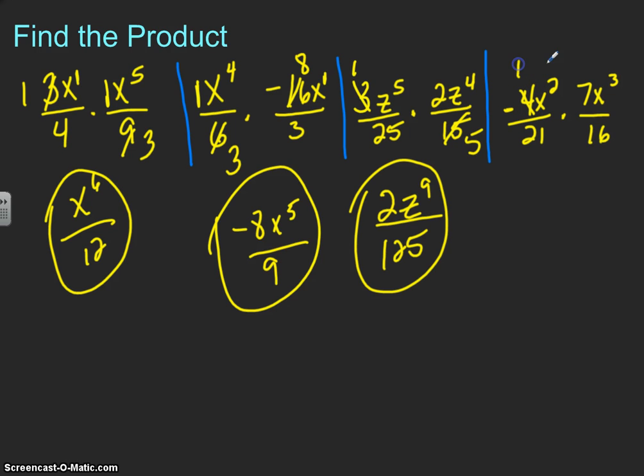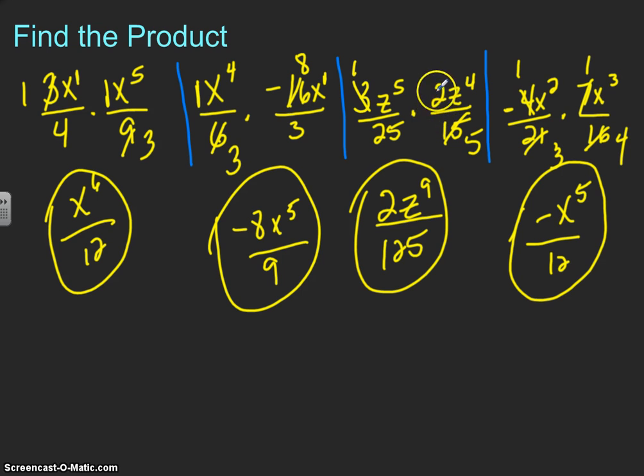Here, the 4 and 16 take care of themselves. That's a 1, that's a 4. 7 and 21, that's a 1 and that's a 3. Okay, 1x2 times x3, that's going to be negative x5, or 1x5 if you so choose. And then I have a 3 times 4, which is 12, and that is finished.